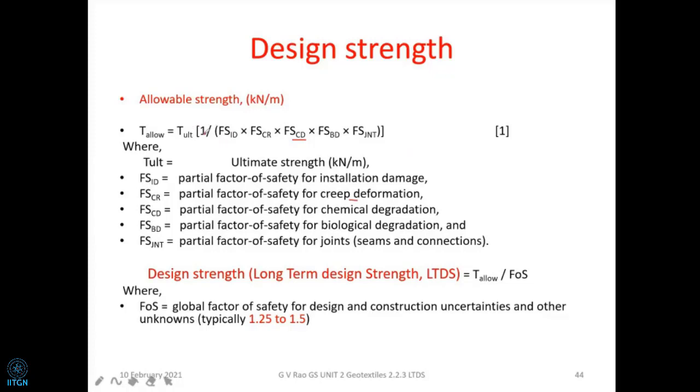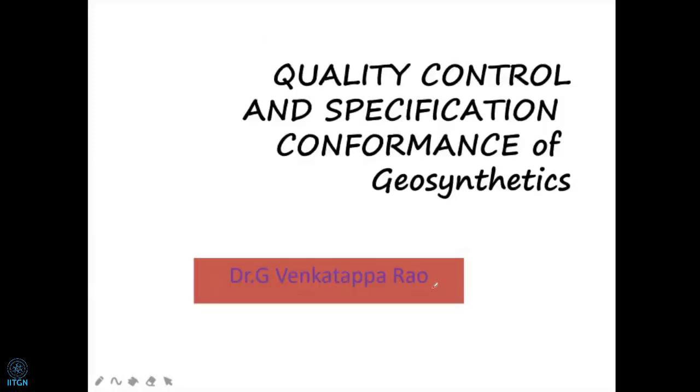So divide all these factors, use this as a divisor actually from the ultimate tensile strength and divide it further by a general factor of safety, global factor of safety, and that gives you the long-term design strength. So that is the basis for trying to do all of them.